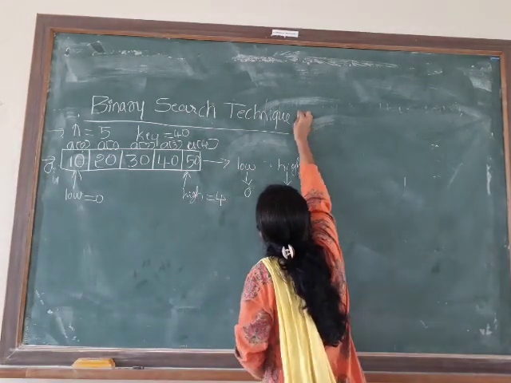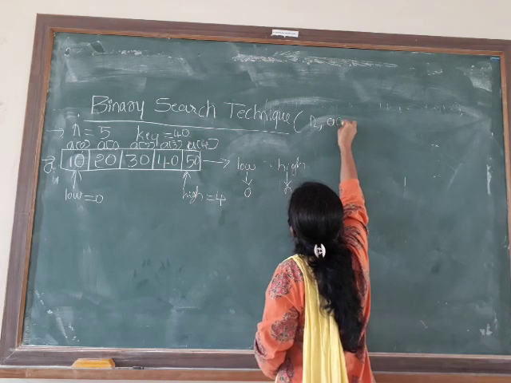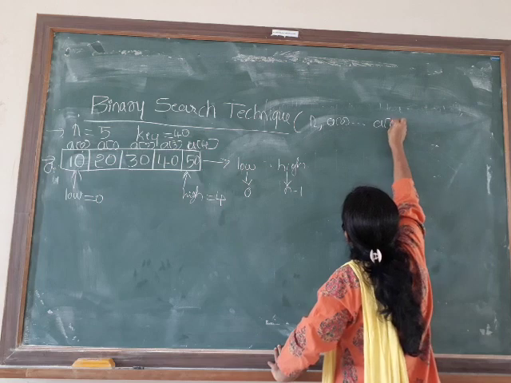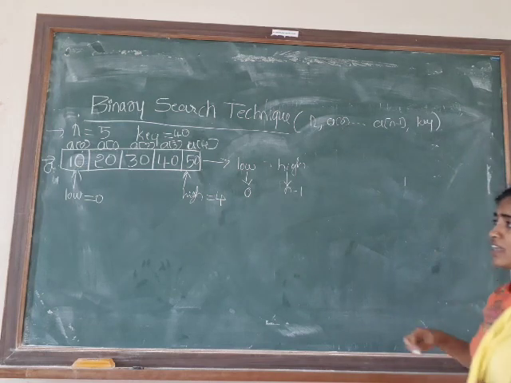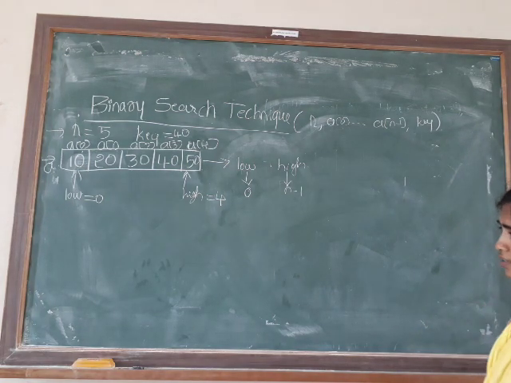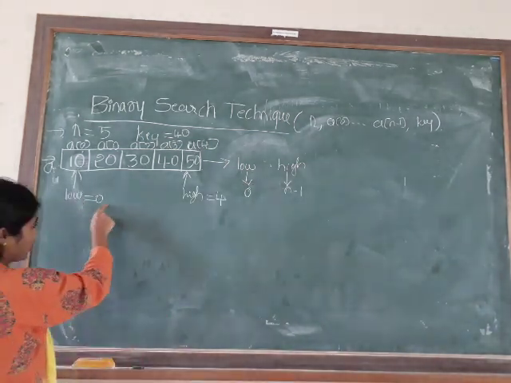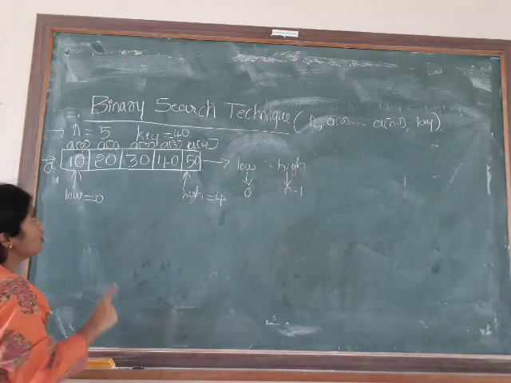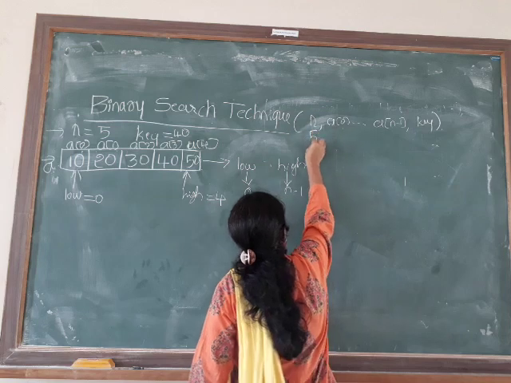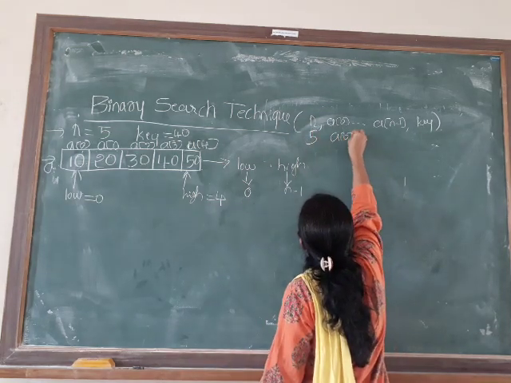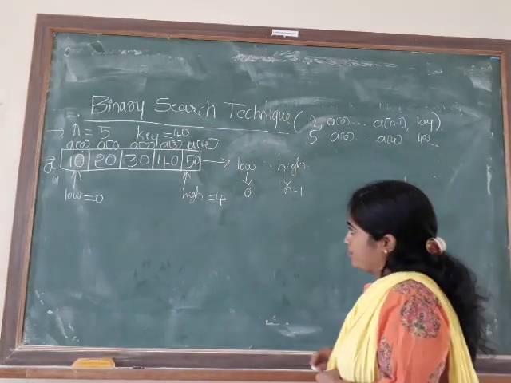Better I will write here: the size of the array, that is n, and the array elements from A of 0 to A of n-1, and the key to be searched. These are the inputs for the binary search technique. And next, I have just told you that low is equal to 0 and high is equal to n-1. The present n is 5, so high is 4. The size is 5, I have 5 array elements up to A of 4, and the key to be searched is 40.